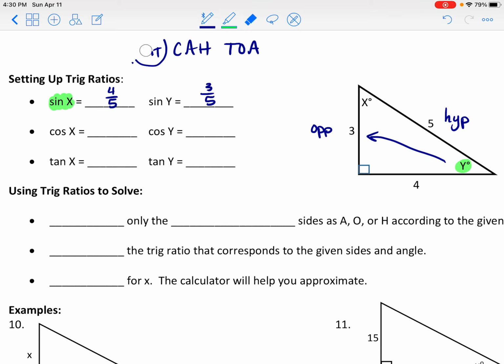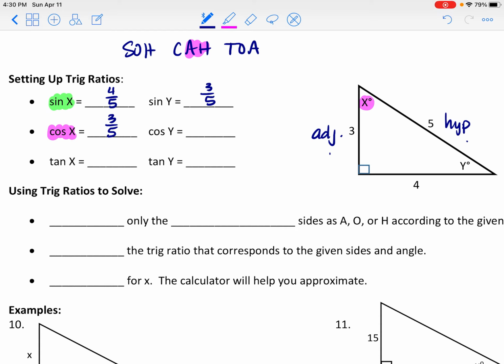Okay, there's the SO part. And then the cosine. When we're looking at the cosine of an angle, cosine is adjacent over hypotenuse. If we're looking for the cosine of angle X, I need a ratio of the adjacent side, and 3 is adjacent to angle X, over the hypotenuse, which is not going to move. That's going to be 5. So a ratio for the adjacent side over the hypotenuse would be 3/5.